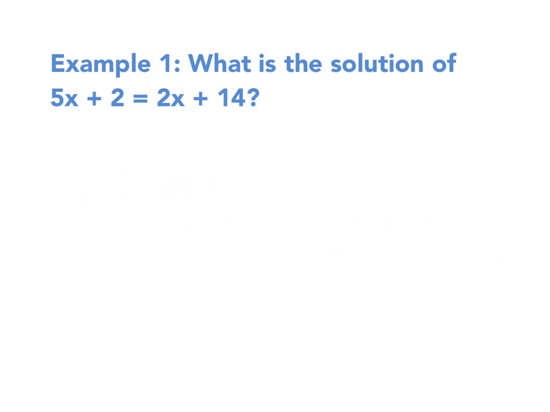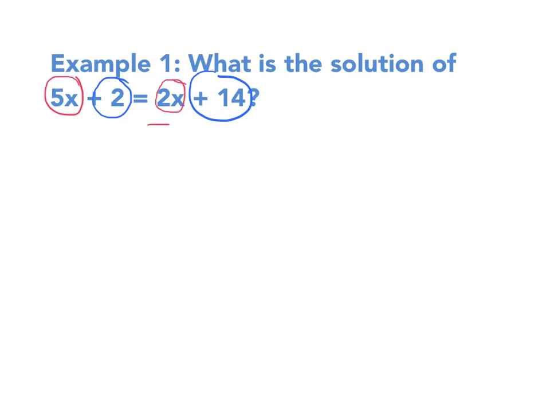So example 1, what is the solution of 5x plus 2 equals 2x plus 14? Remember to do all the math with me. So the first thing I'm going to do is identify like terms, even if I don't have them on the same side of the equal sign. So I have a 2x and a 5x, and then I have a positive 2 and a positive 14. Now I can't combine them on the sides that they're on, but I can move them using the opposite operation in order to combine them.